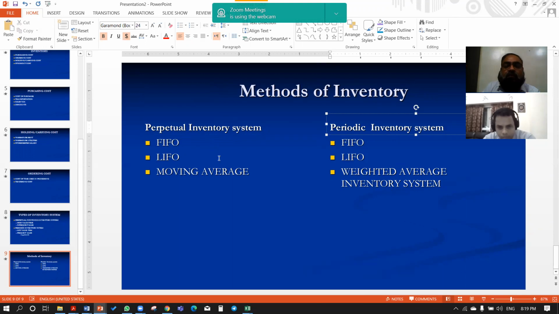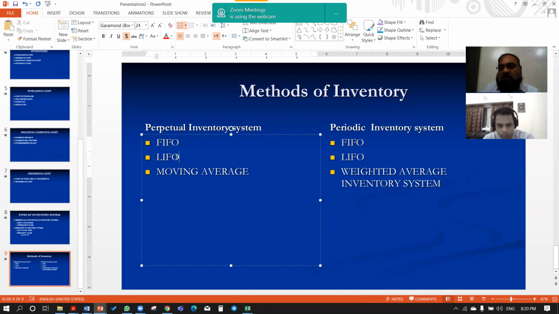Now we can go for first in, first out. What do you mean by first in, first out? The inventory which came first will go out first. It means the earlier units will be sold first. So ending inventory will be from the last units, right?